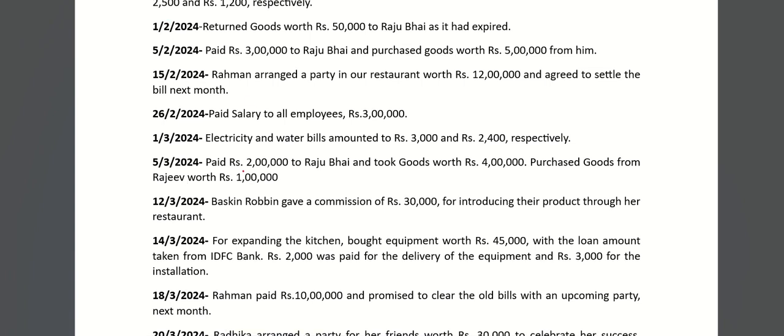The first thing, we repaid 2 lakh to Raju. The second thing, after paying, we once again bought goods on credit from him, and we borrowed goods from another person also. So on this day, we did three things. So we need to write three journal entries. Let's see how the transactions can be written as journal entries.